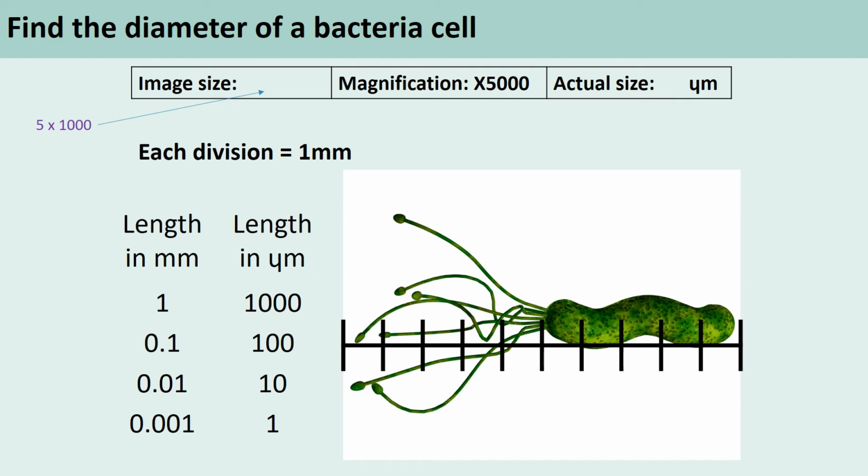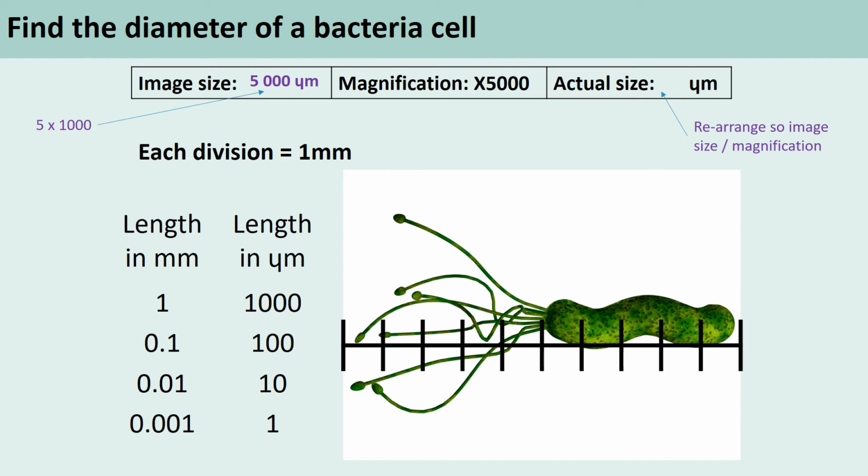So 5 times 1,000. So the diameter, 1, 2, 3, 4, 5. We're excluding this part because it's just the diameter of it, which is half the width. There we go. So 5,000 micrometers, which means that we can rearrange the equation. So it's the image size divided by magnification that will give us the actual size of the object.